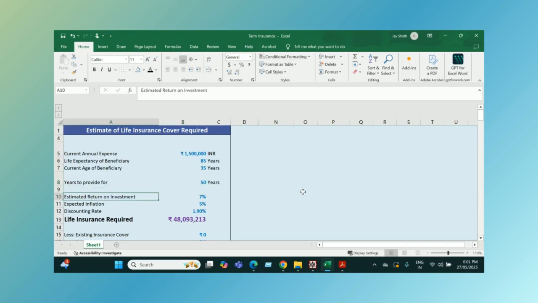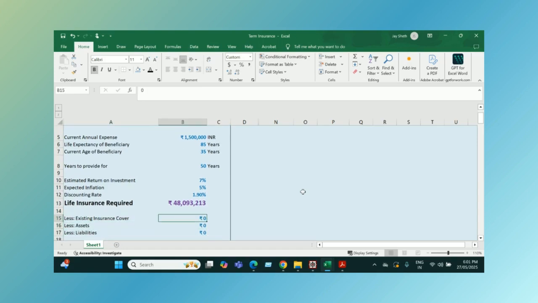Another assumption that we make is going to be the estimated return on investment on these insurance proceeds, right? So here we take that as 7%, which essentially is 2% above the inflation rate, which we have taken at 5%. So taking these assumptions, for a family having an annual expense of 15 lakhs, the total life insurance required is 4.8 crores. So in this case, if this family had just purchased 1 or 2 crore of insurance, it definitely would have fallen short.